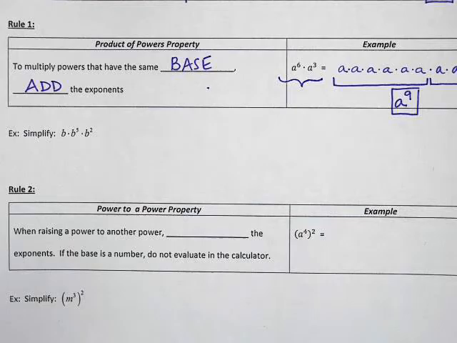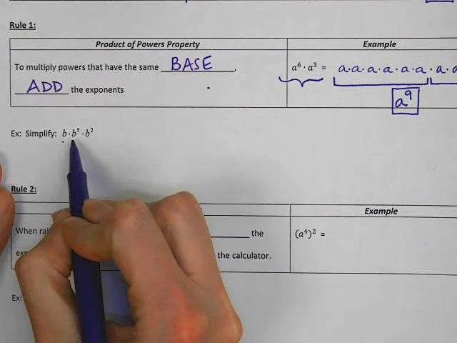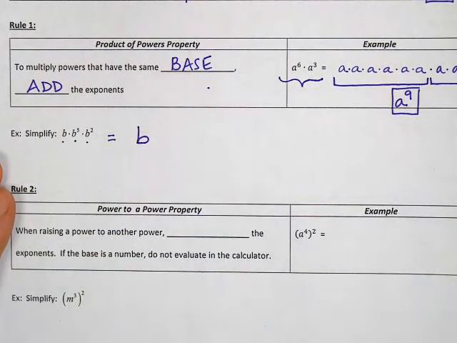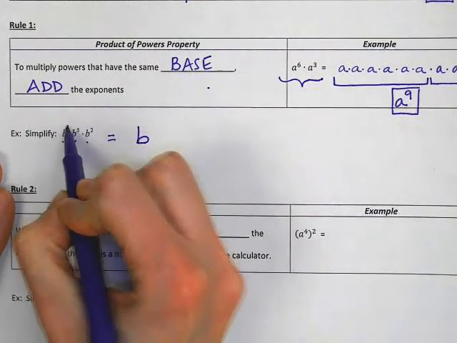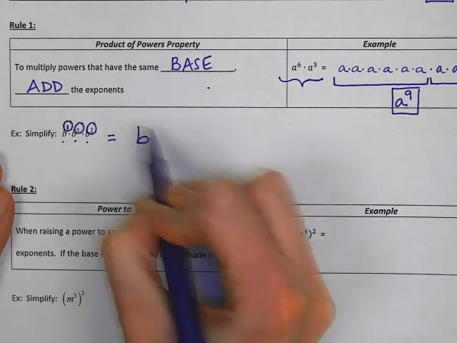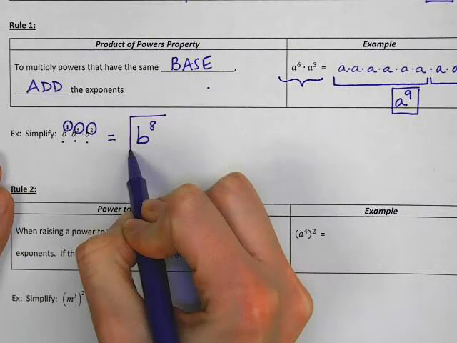Okay, so I want you guys to try the simplify on your own. So feel free to pause it here. They're all b's, so we can use this rule. It's going to be b to the, now add all your powers. This is a secret 1 plus 5 plus 2. So b to the 8th.